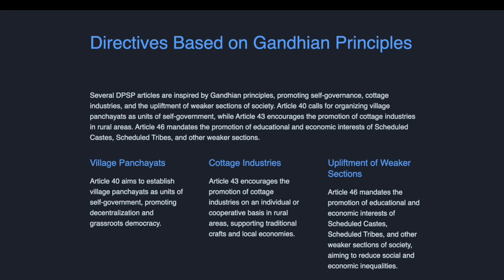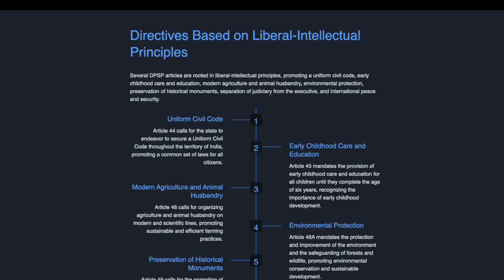The next is cottage industry. So Article 43 encourages the promotion of cottage industry on an individual or cooperative basis in rural areas, supporting traditional crafts and local economies. The next is Article 46, which mandates the promotion of educational and economic interest of scheduled castes, scheduled tribes, and other weaker section of society.